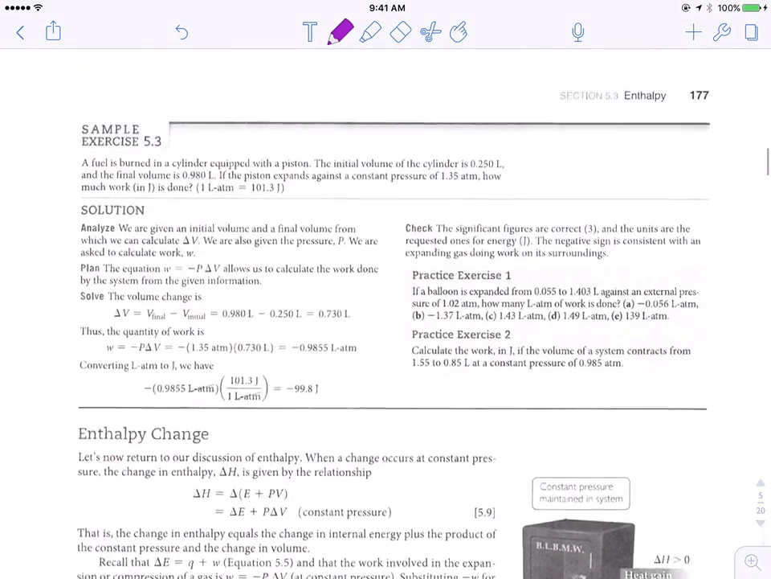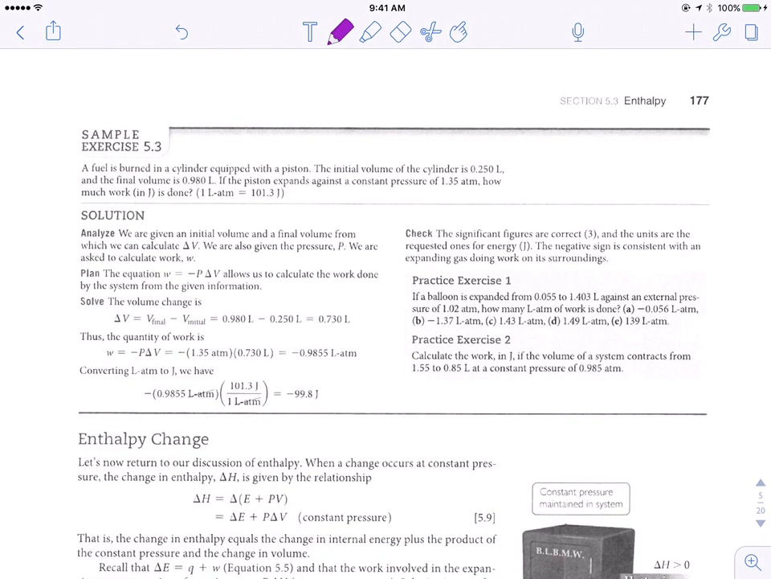So let's see here. Scrolling down, practice exercise 5.3. Excellent description of questions that I like to give on quizzes. And I'm going to go over specifically, again, practice exercise 2. Calculate the work in joules. The volume of a system contracts from 1.55 to 0.85 liters at a constant pressure of 0.985 ATM.